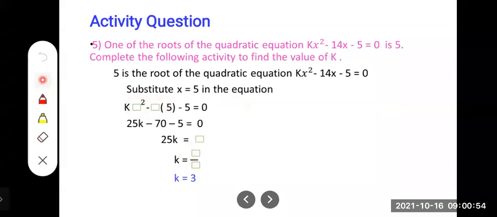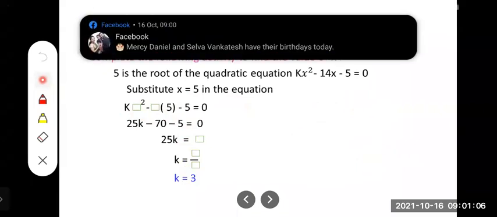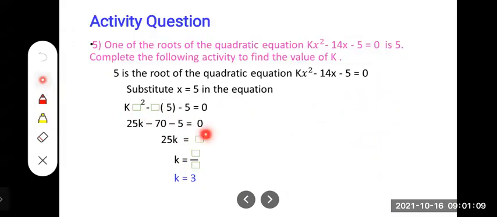Clear, children? Sometimes, if you cannot do it directly, you can solve the sum on this side and then fill these boxes. Is it clear, children? Yes. See, this and all is given. 5 is the root of the quadratic equation kx square minus 14x minus 5 equal to 0. Substitute x equal to 5 in the equation. Everything will be given in the question paper. So this box, what will come? 5. Okay. The box is very small.